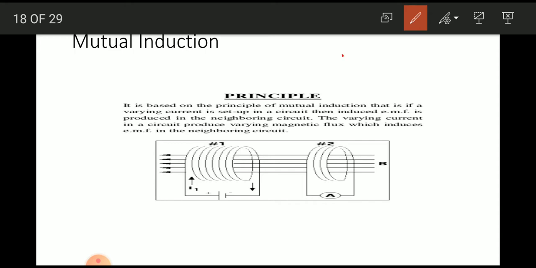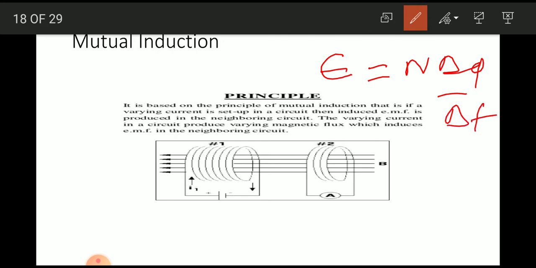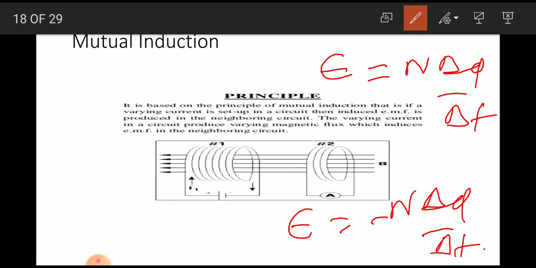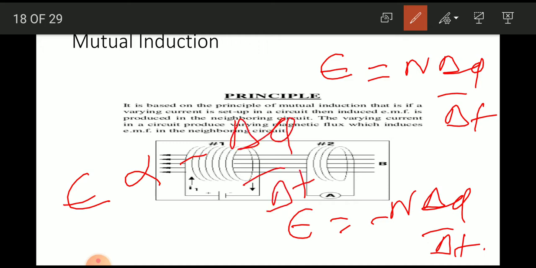Faraday's law states that induced EMF is equal to N ΔΦ/Δt. You can also write induced EMF is equal to minus N ΔΦ/Δt. Induced EMF is directly proportional to the rate of change of flux.